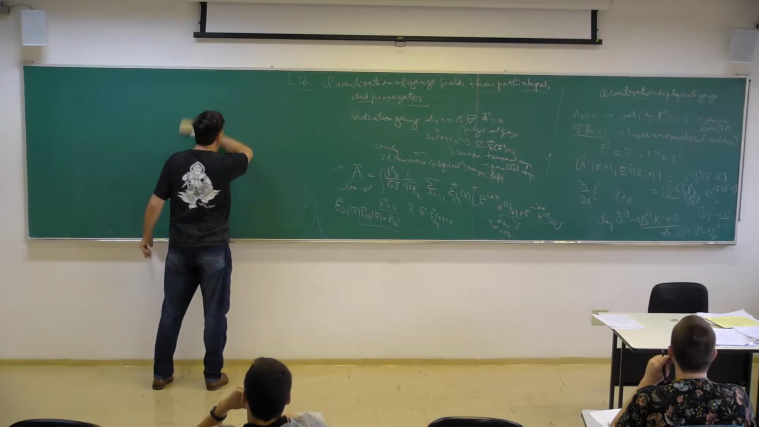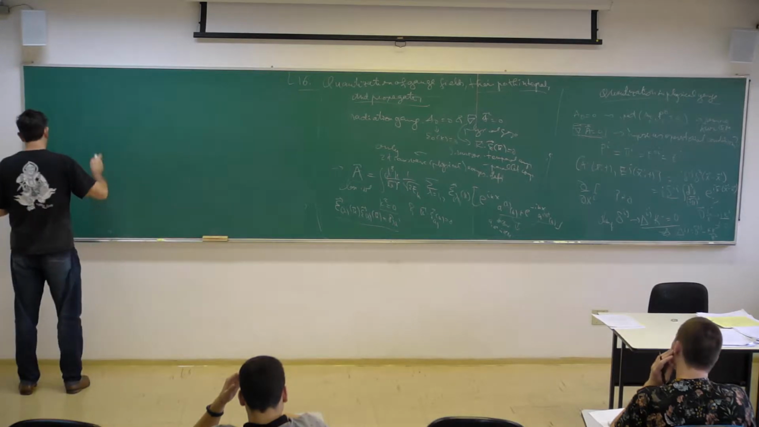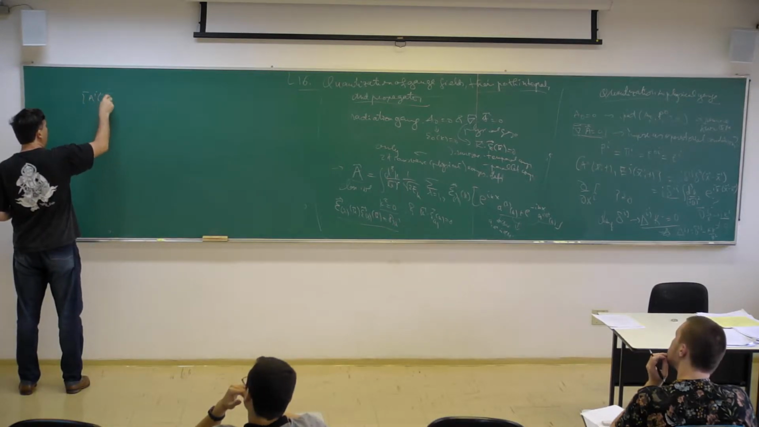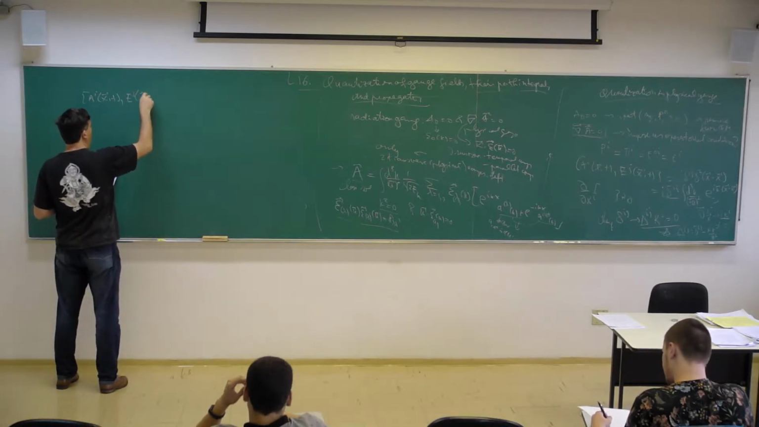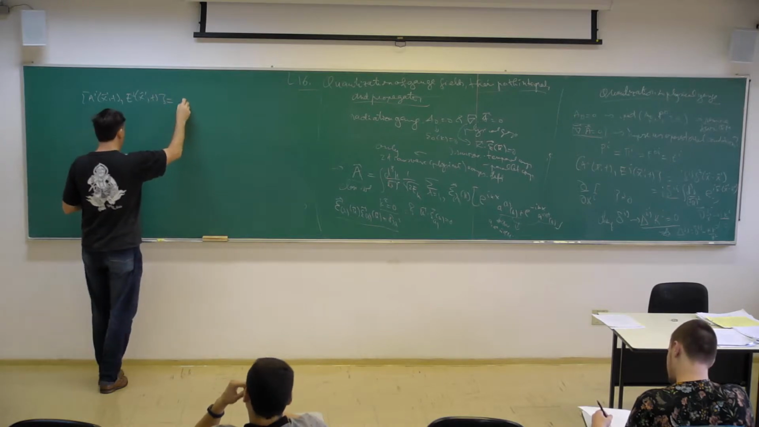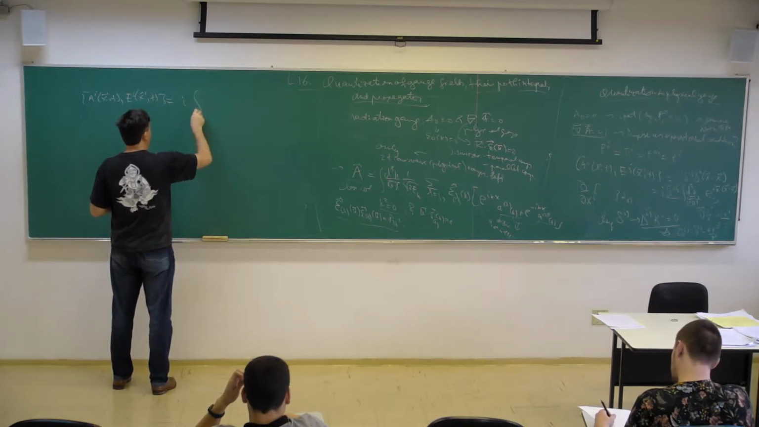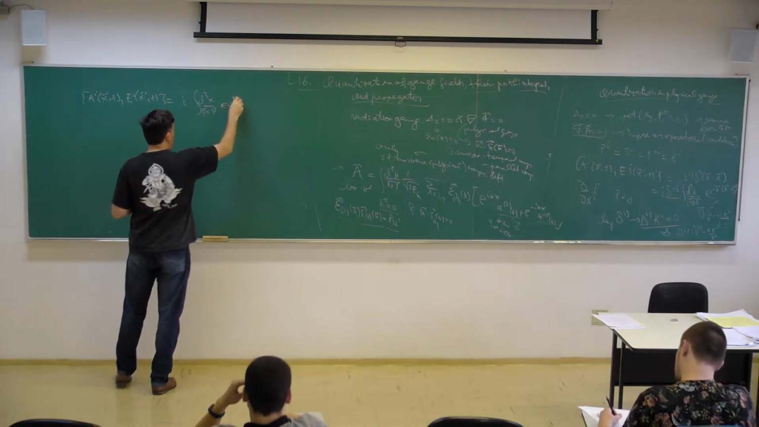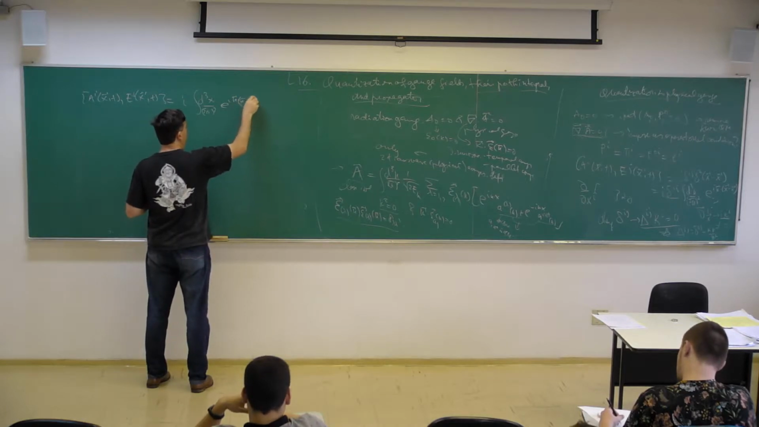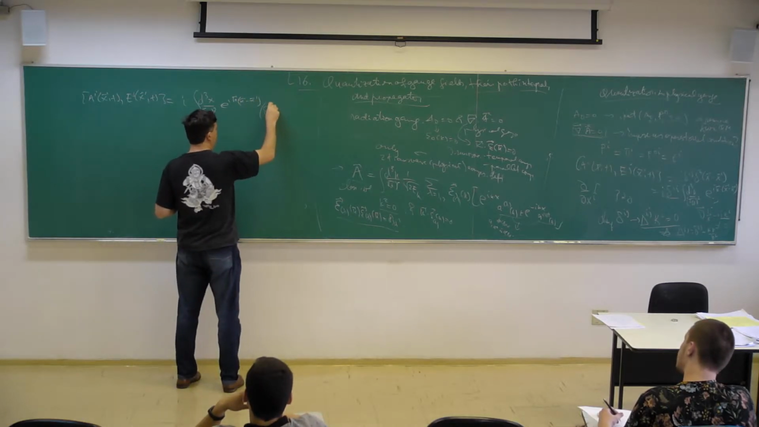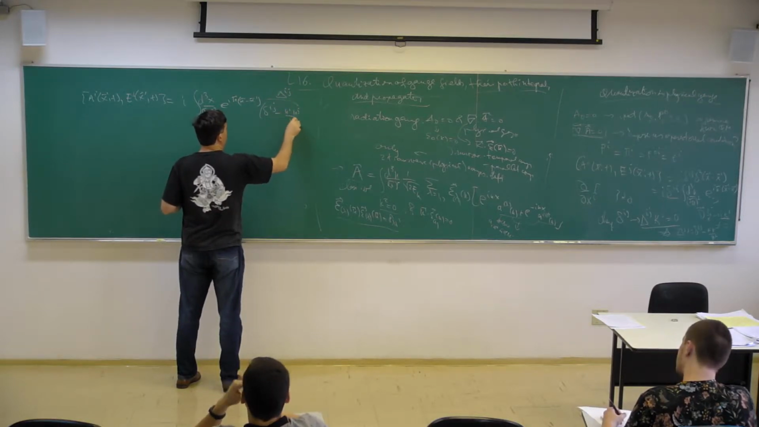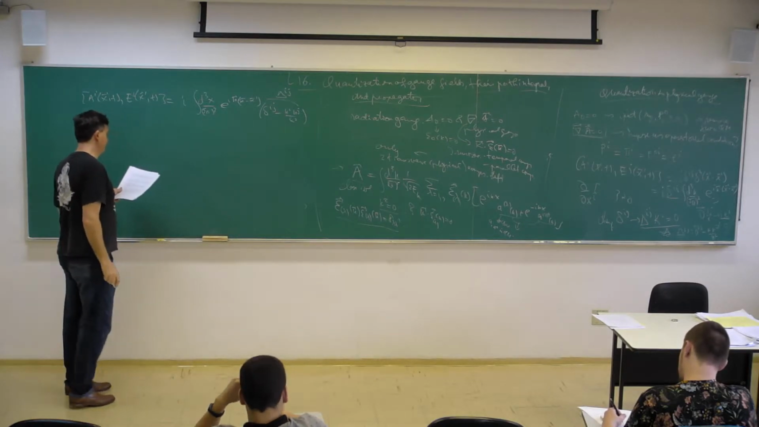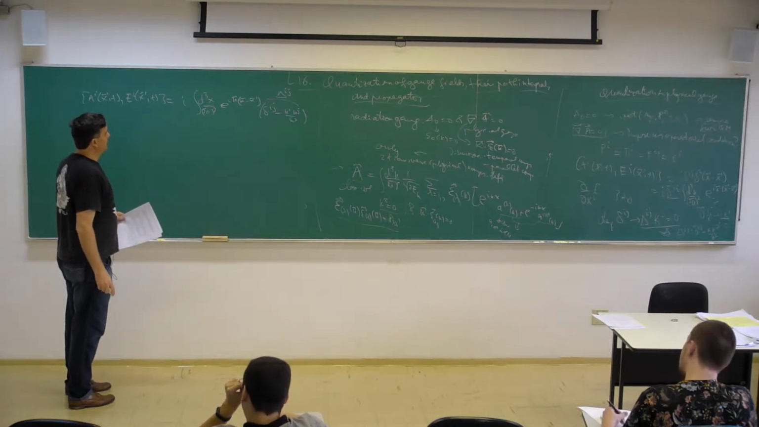So that means that one way of quantizing is to write that A i of x and t, with A j of x prime and t, is equal to i integral d3k over 2 pi cubed e to the i k dot x minus x prime, and here instead of delta ij I write this capital delta ij, which is this factor.